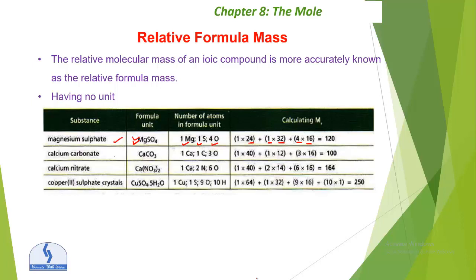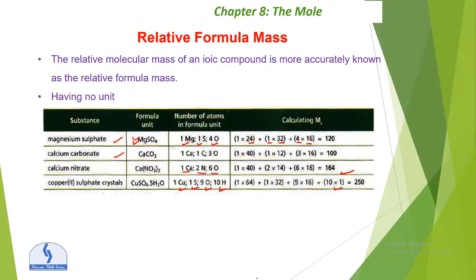Same for calcium carbonate, CaCO3: 1 for calcium, 1 for carbon and 3 for oxygen. So you can calculate the Mr of calcium carbonate here. For calcium nitrate, it is 1 for calcium, 2 for nitrogen and 6 for oxygen. So you can calculate it here. And for copper sulfate solution, that is 1 for copper, 1 for sulfur, 9 for oxygen, and hydrogen present, so you can count and write the relative formula mass here.